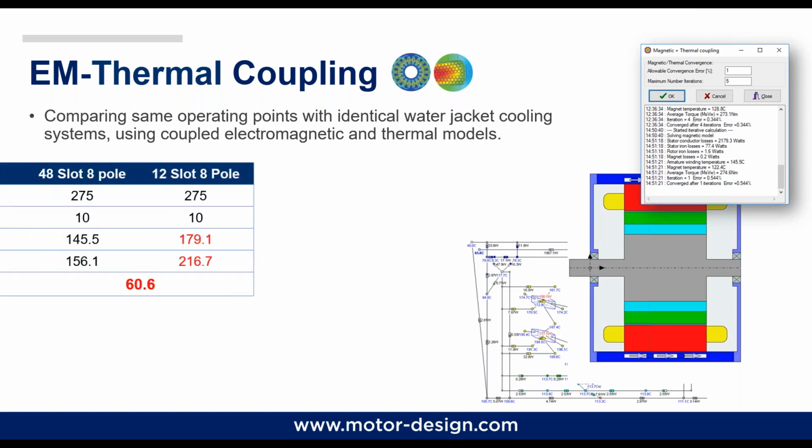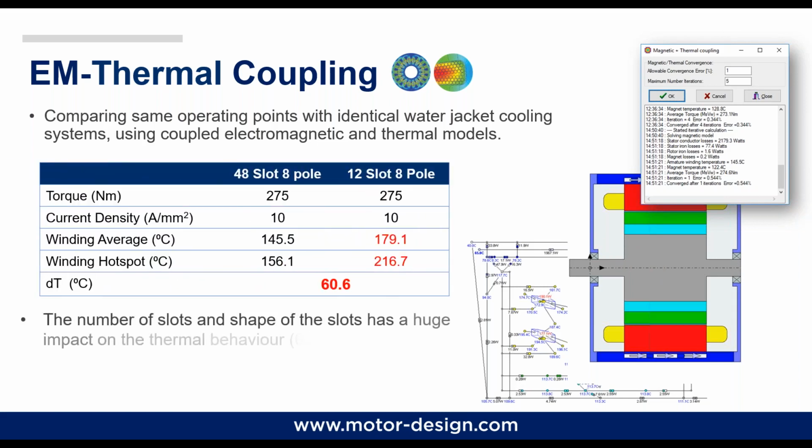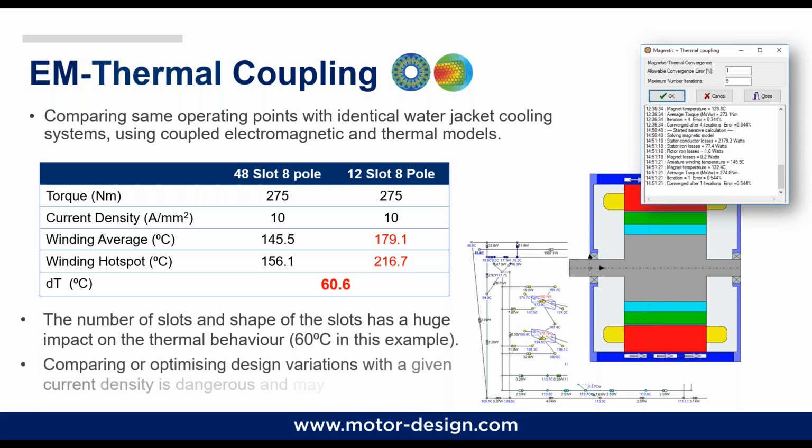Basically what we see is that the 48 slots and the 12 slots designs are really not equivalent in any way. We can see that the shape, for example, of the slot has a massive impact on the thermal behavior of the machine. In point of fact, here we can see that the temperature in the 48 slot machine is 145 degrees against 171.1 for the 12 slots as average temperature.